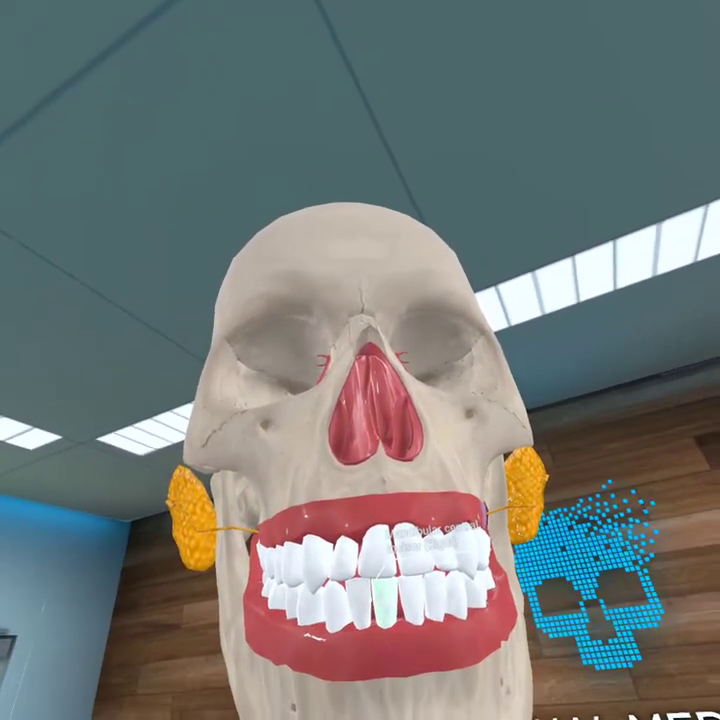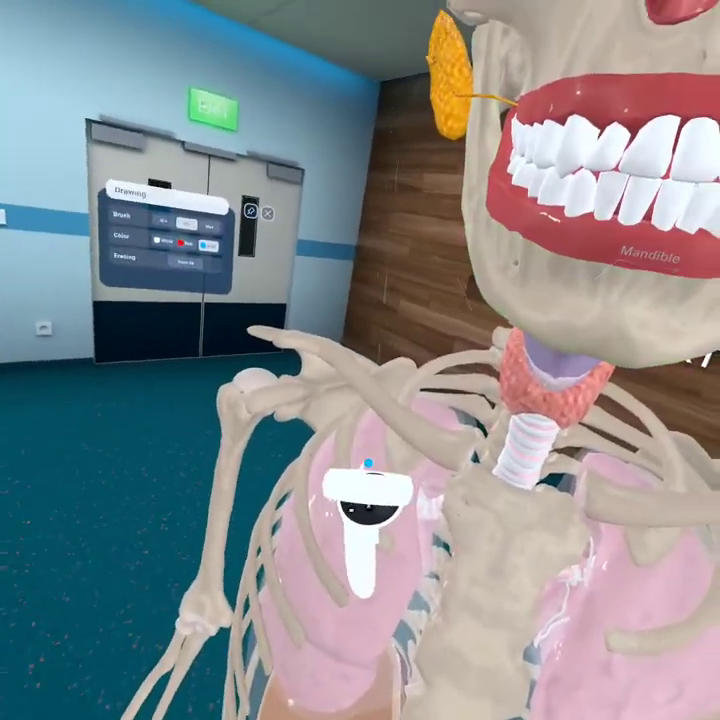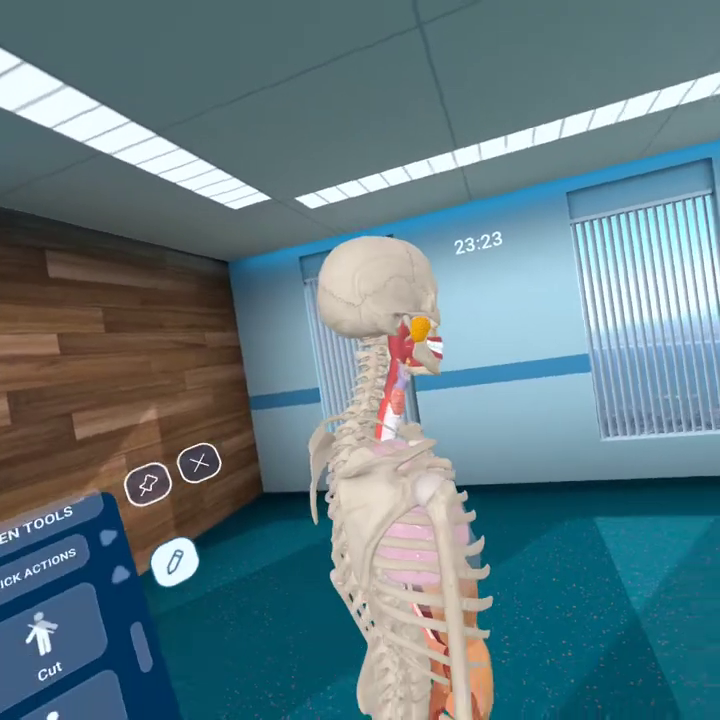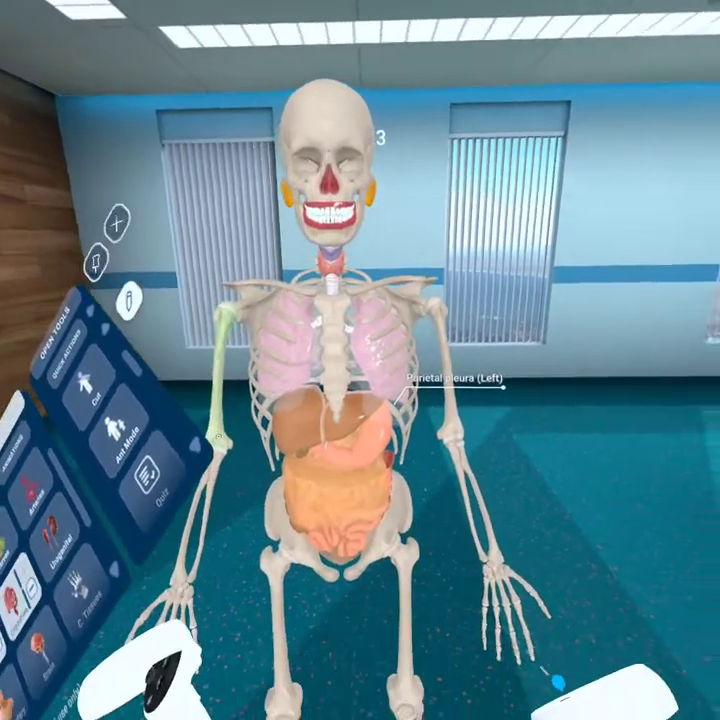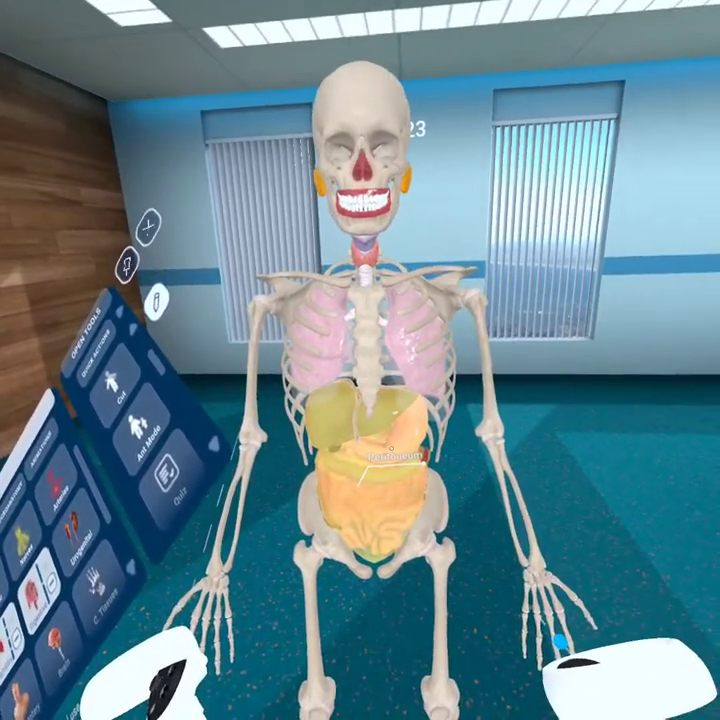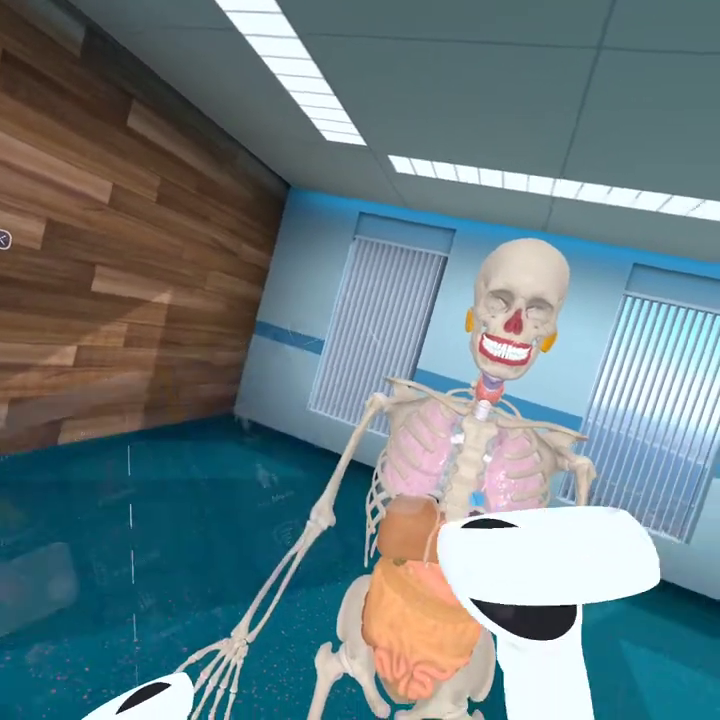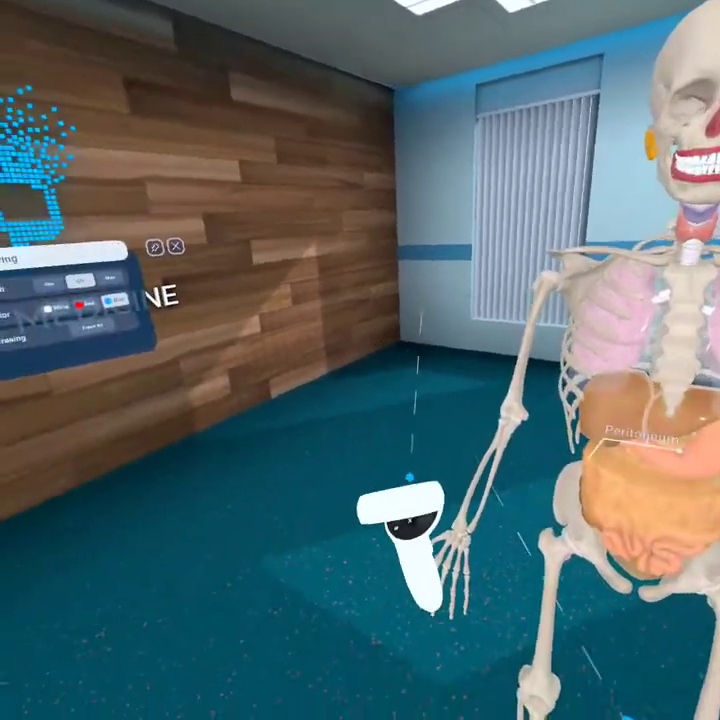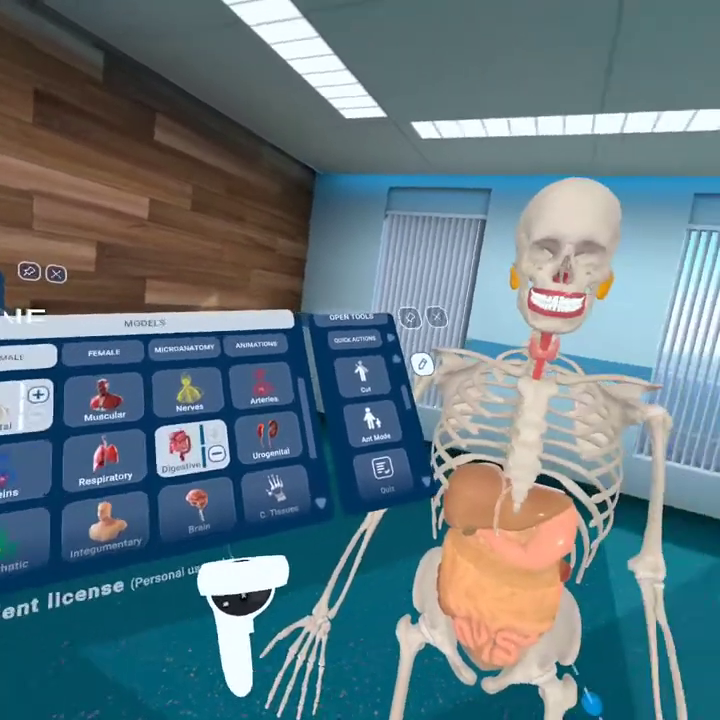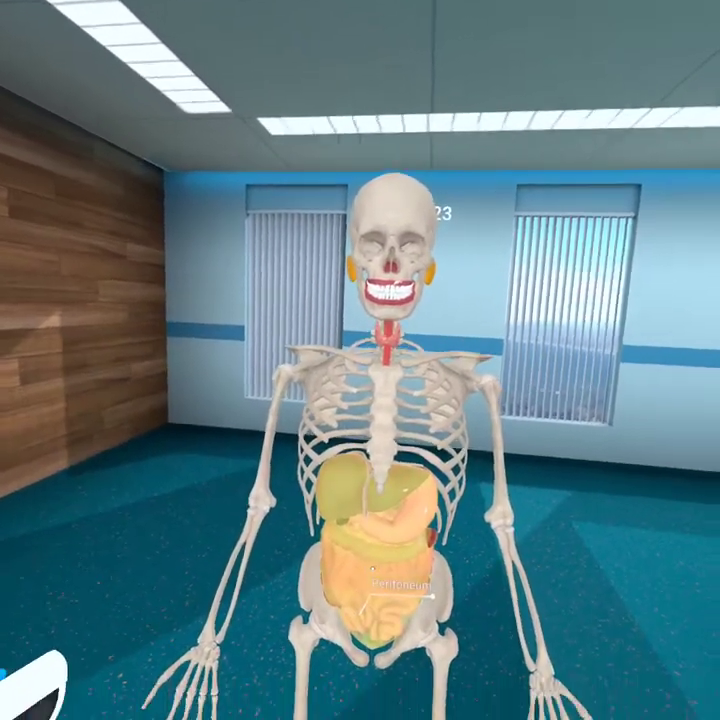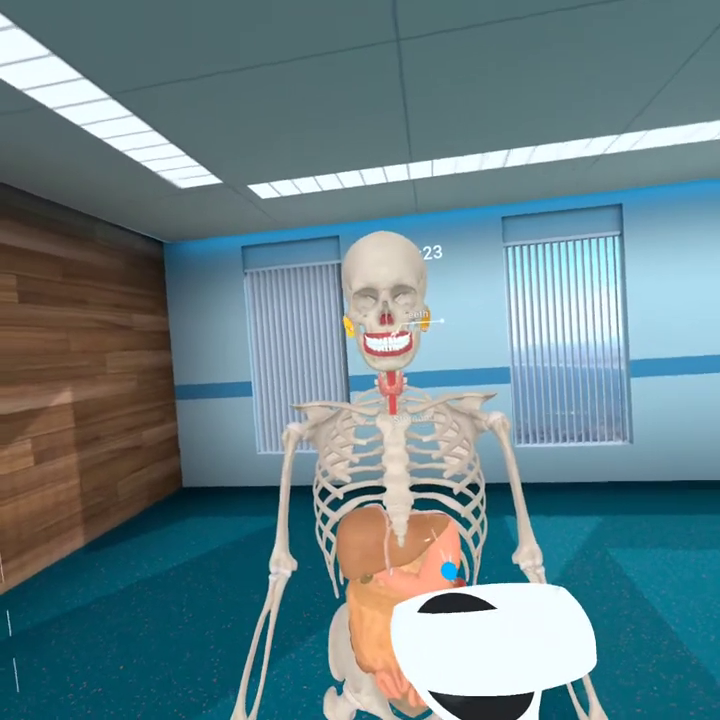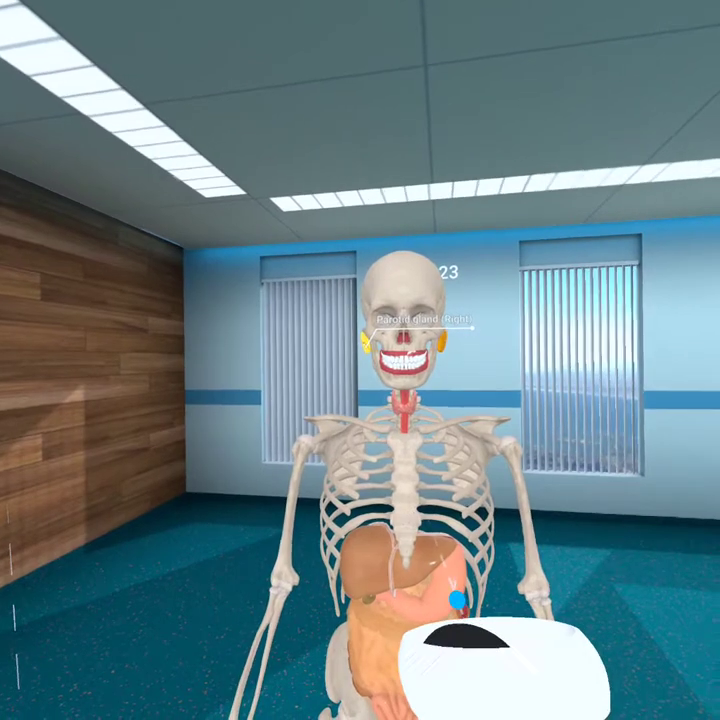All right. So what we have here is our skeletal muscle model, and I turned on the GI tract. I think I also have the respiratory tract on. I don't need that yet, but just these two for now. We have our face, our teeth, and the parotid gland.